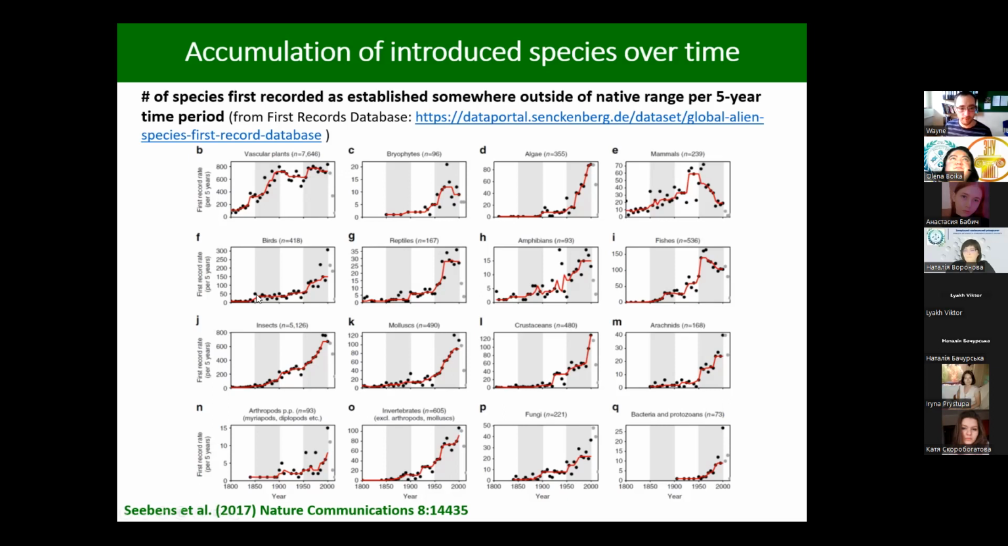And we can see a similar thing for birds. We're seeing a leveling off here, and also to some extent for reptiles. So maybe for the vertebrates, you look at the mammals, we're even seeing a decline. So we're really not introducing more new mammal species that haven't been recorded as established before. So that's some good news, but for many taxa, we're just seeing this acceleration of introduction and establishment over time.